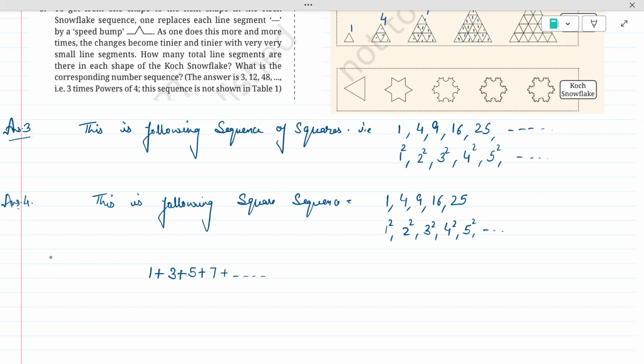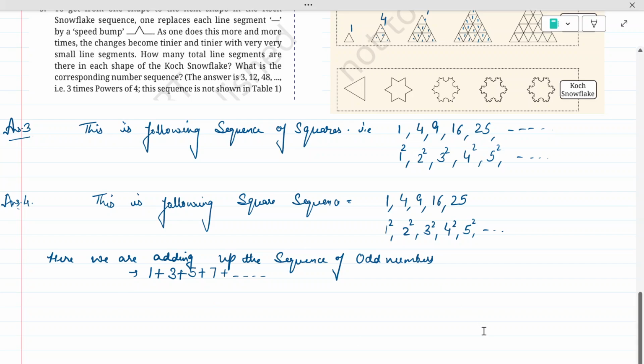Here, I can write, we are adding up the sequence of odd numbers. Okay, this is a sequence of odd numbers. We are adding 1 plus 3 plus 5 plus 7 and so on. And in the earlier exercise of this chapter, we have already done that if we add up a sequence of odd numbers, we will get a sequence of squares, right? We have already done this. So I'm writing it here.